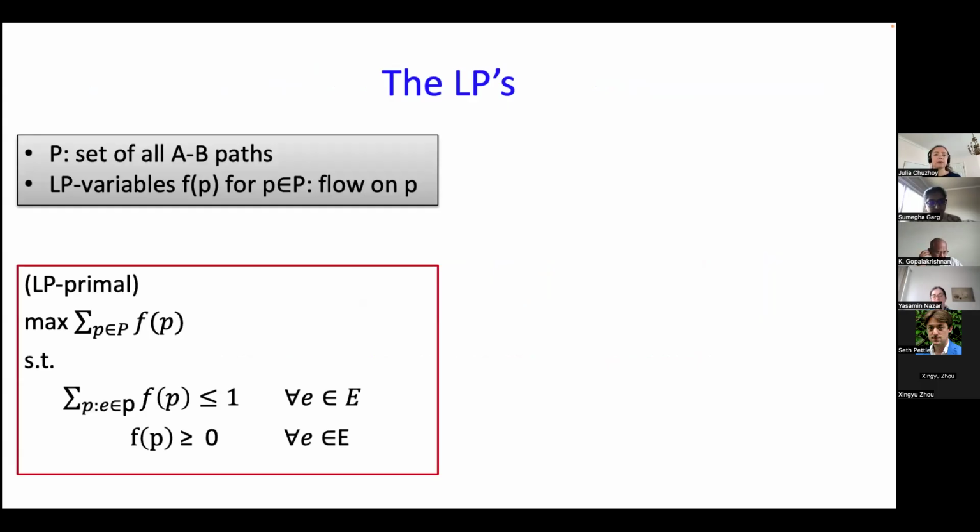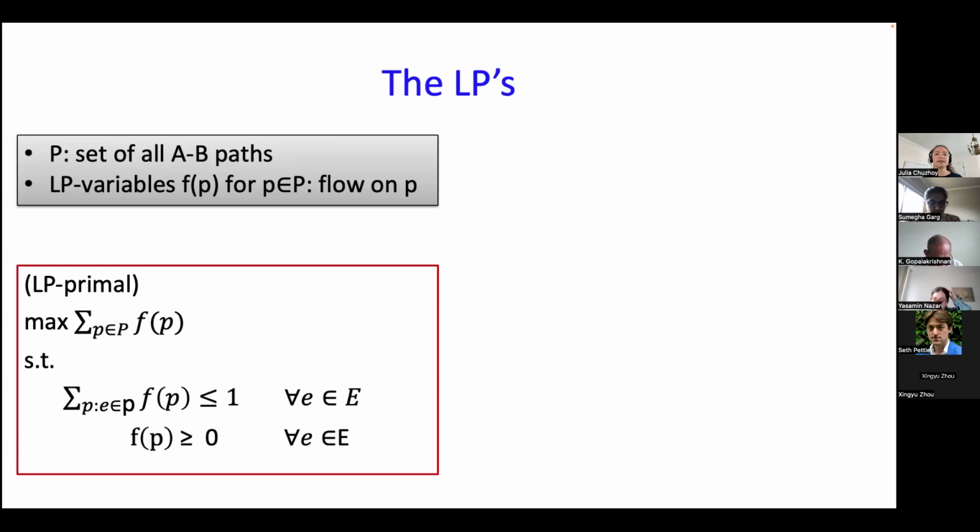And then this is a completely standard flow LP. We want to send the maximum amount of flow between these vertices from A to B. And the constraint is that for every edge, the total flow on this edge is at most 1. So it's a standard flow LP. And now we compute its dual, and it's also a completely standard LP.